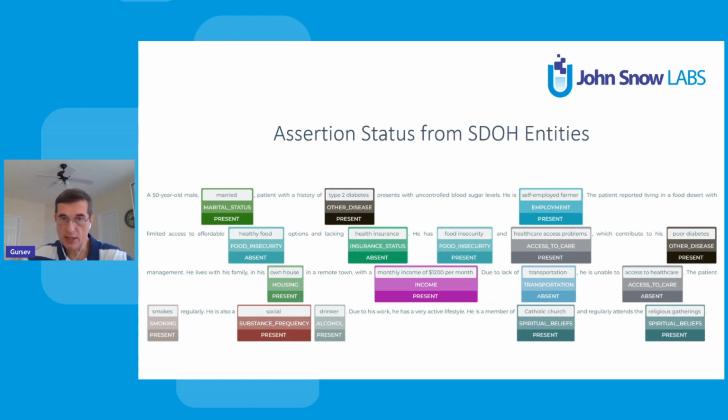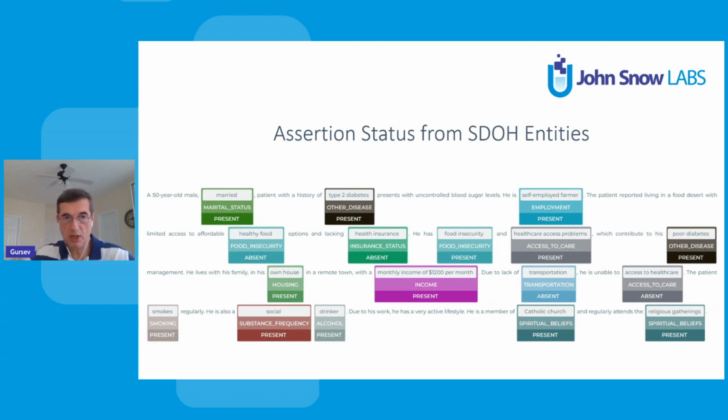And the reason is, you can see that just before the word transportation, there is "lack of", which means negative, so it's absent. Also, the next one is absent again. You can see access to healthcare, but the word before this is "unable to", which again means that there's a negative here, and the assertion model just labeled it as absent.